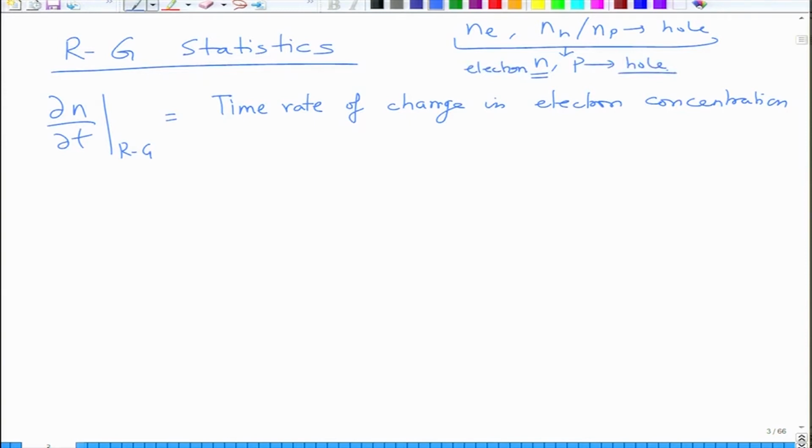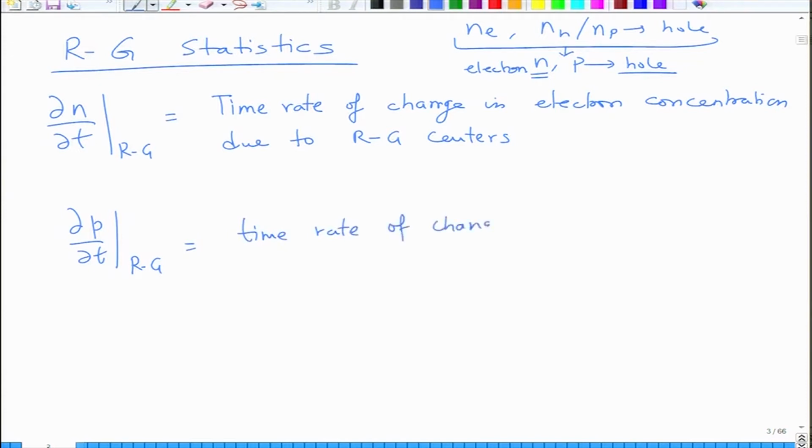So, this is what we will continue with. Del N by del T is the time rate of change of electron concentration due to Rg centers. Basically it is negative when electrons are lost and positive when electrons are created, alright. Similarly, you can have del P by del T, again because of recombination generation, the time rate of change of hole concentration due to Rg centers. So, this is where we were at the last.